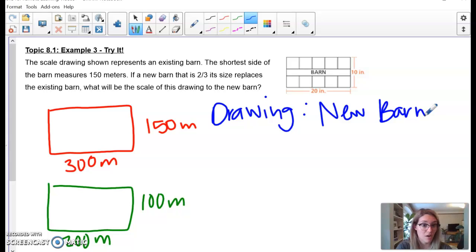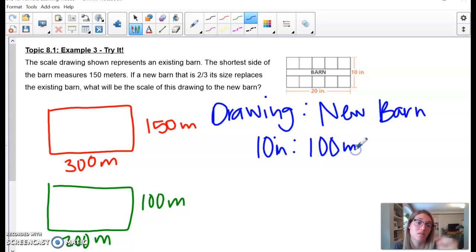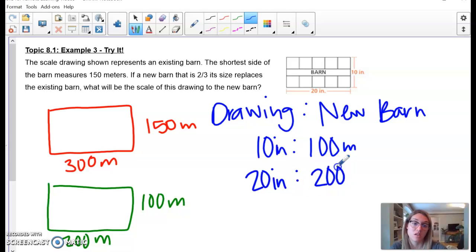So if I just compare these measurements, in our drawing, I know that 10 inches is my width, and I know that 100 meters is the width of my new barn. I also know that 20 inches is the measurement of the length in the drawing, and 200 meters is the measurement of the length of my actual new barn.